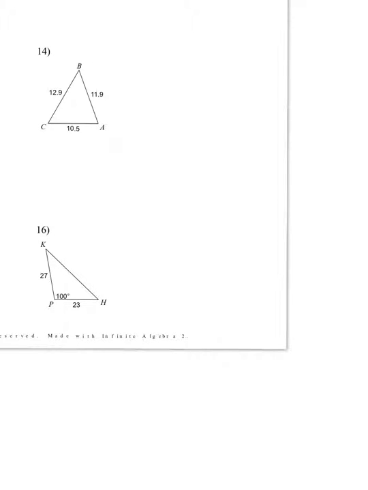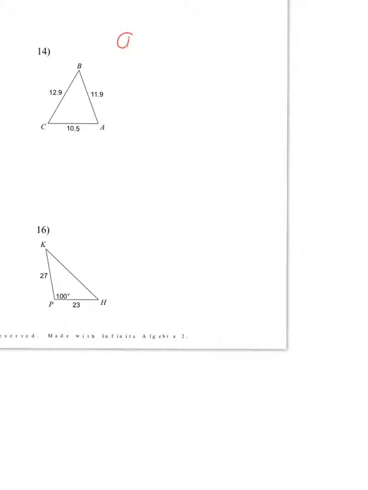Next one I'm going to do is number 14. So I just did a side angle side situation, and this one is a side side side situation. We don't know any angles. We can use the law of cosines to figure this out. You can actually find any angle, so you can use any one of those three, and this is triangle ABC.